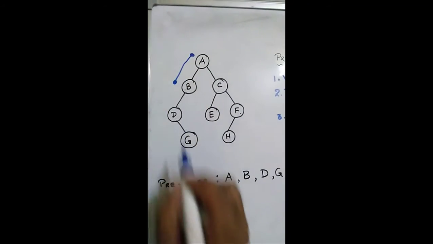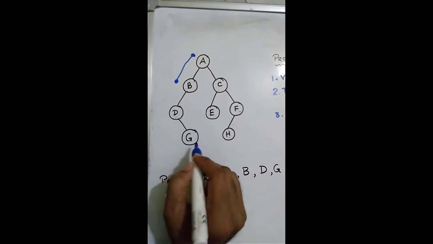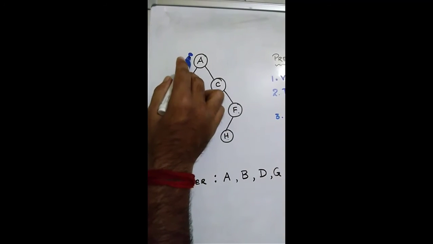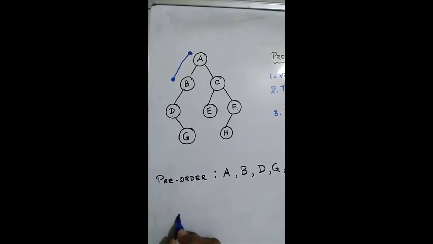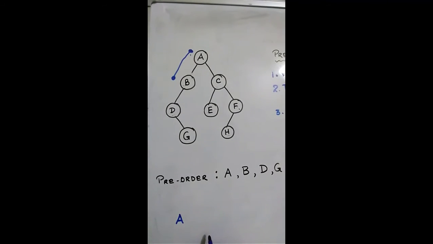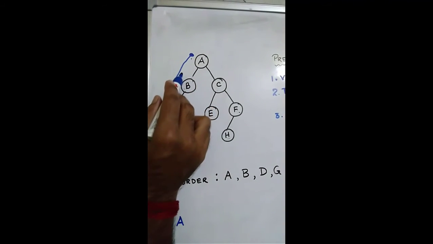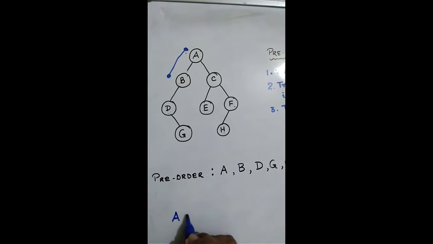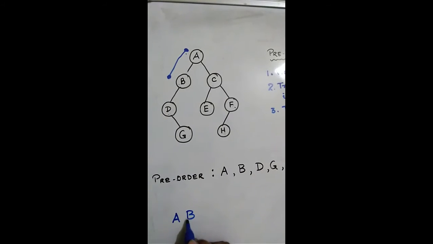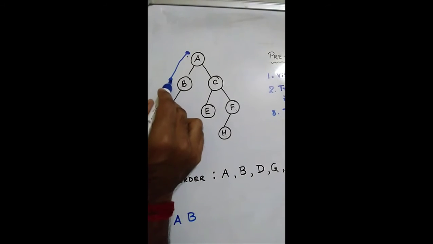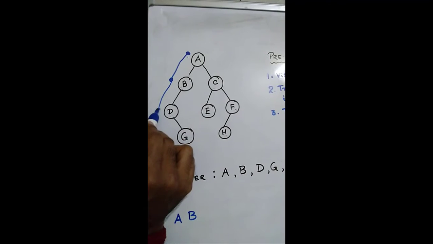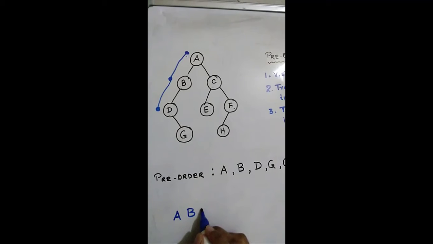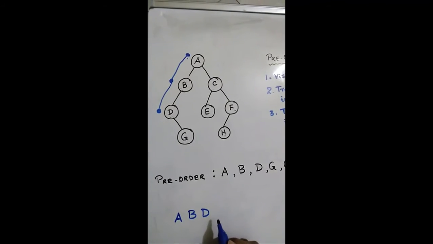Since we started from A, we visit each and every node and we will print the value. So we are starting from node A. Obviously this is our first node, so we will print the value A. After, if we move anti-clockwise, we have found node B, so we will print the value B. This one we have visited. After B we move and reach D, so we will print the node D.